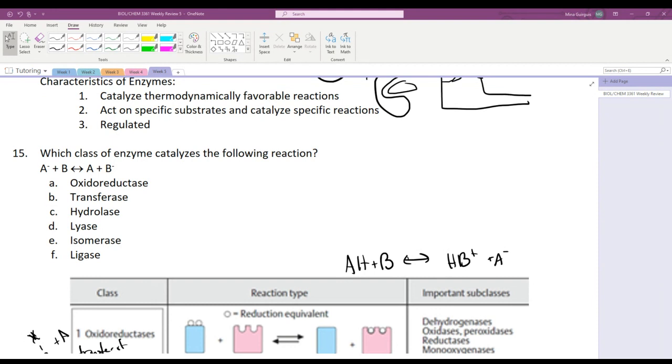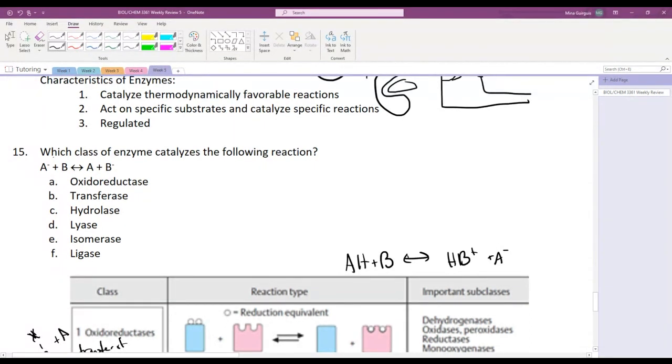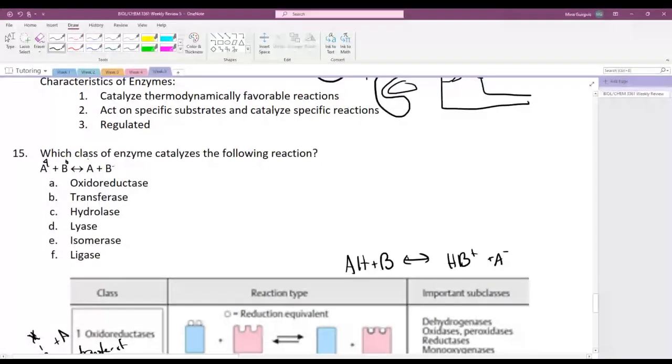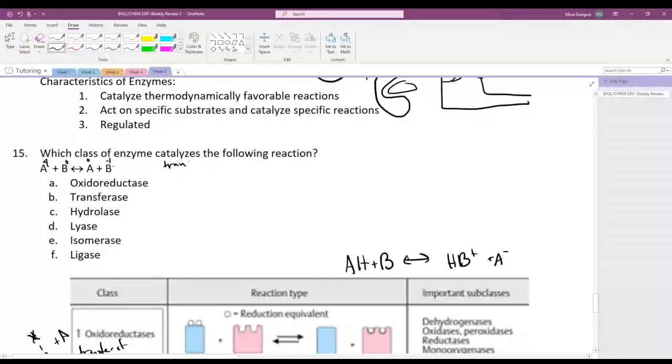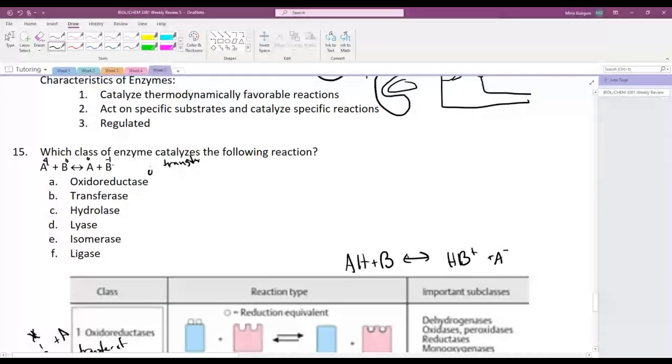Anyone? Any ideas? Okay. So what we see here is a change in oxidation state from -1 and 0 to 0 and -1. So to me, that tells me electrons were transferred. Electrons being transferred tells me this is an oxidoreductase, or I should say an oxidoreductase could speed up this reaction.